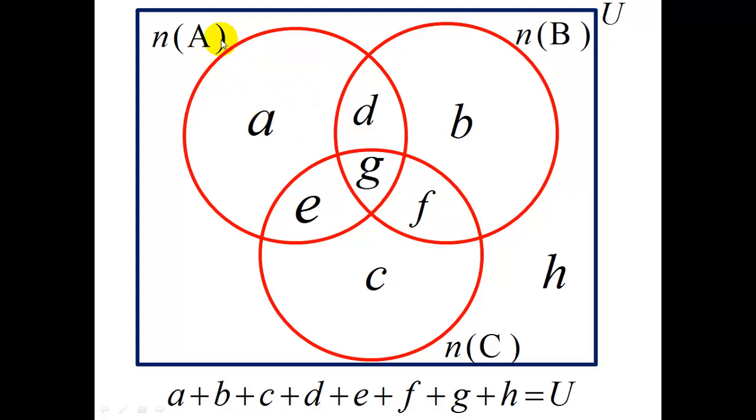So A is only Agric, B is only biology, C is only chemistry, D is only Agric and biology, E is only Agric and chemistry, F is only biology and chemistry, and G represents the region, that's the number of students who read all the three subjects, that is Agric, biology, and chemistry. So take note that when we add all these 8 regions, it must be equal to the universal set. So A plus B plus C plus D plus E plus F plus G plus H is equal to U.